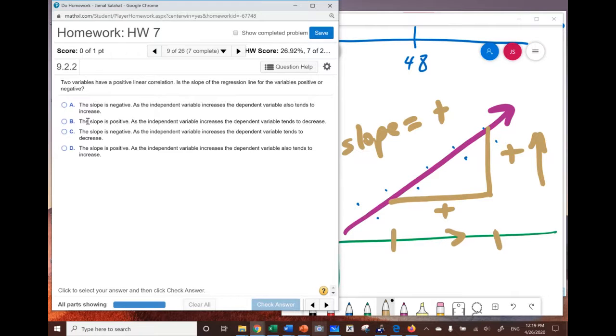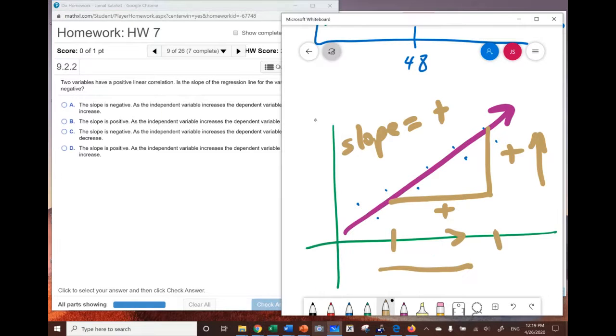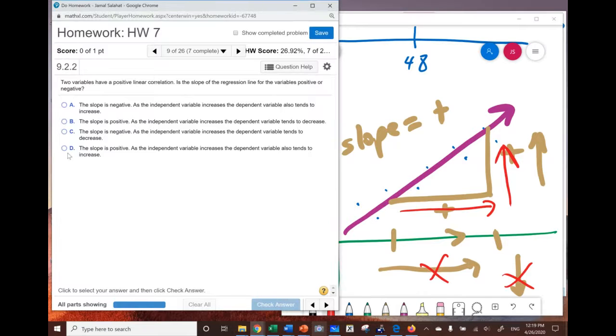Let's read. In B, it says the slope is positive as the independent variable increases, the dependent variable tends to decrease. That's not true. As you see from the picture, as one goes up, the other one goes up. So B is not correct. Part D says the slope is positive as the independent variable increases, the dependent variable also tends to increase. So that is correct.